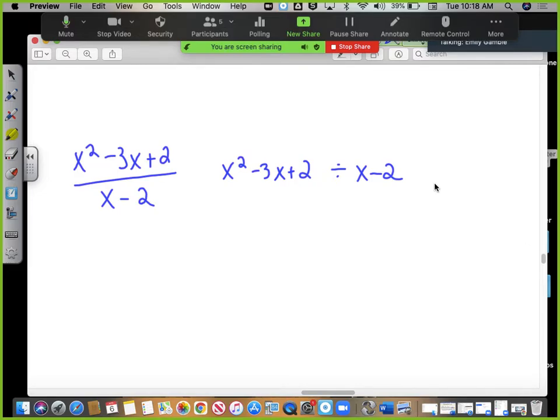Instead of factoring it, instead of canceling things out, what we're going to do is use long division. So the long division sign is this. You put the first number, which is your numerator, inside, which is a polynomial, so it's going to be x squared minus 3x plus 2. And then you're going to put your divisor on the outside. We're dividing by x minus 2.